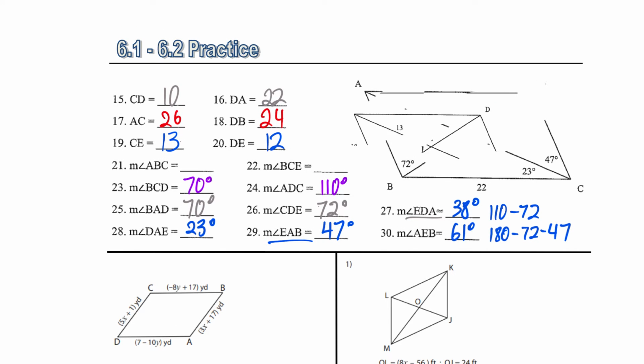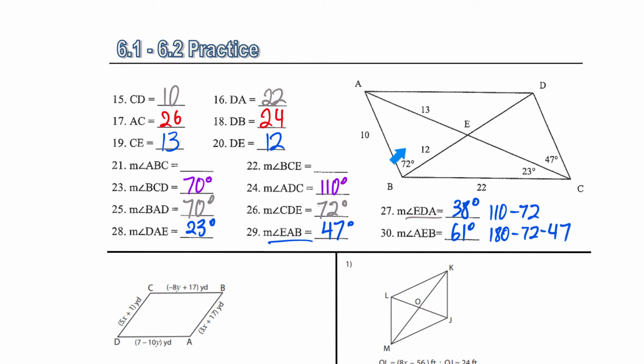Now let's go back up here to these other two real quick, to A, B, C. Oh, okay. So that's easy. We knew this one's 110. So angle ABC is 110. And then BCE. BCE is this angle right here. So obviously that one's 23.